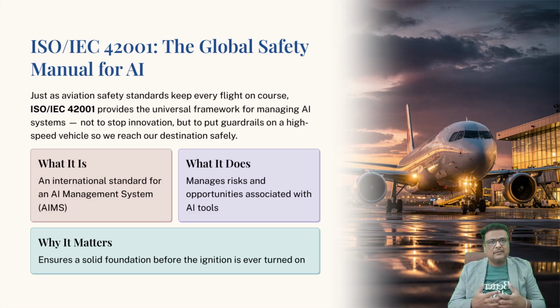So, now that we have mastered the core reason for having a global safety manual, you might be wondering how that actually translates into a concrete plan within a company. Well, that brings us right into our next step, which is the architecture of AI control.